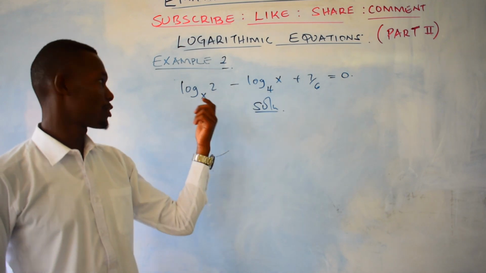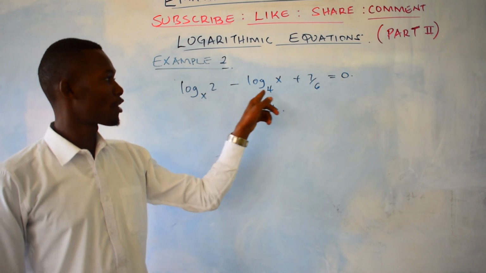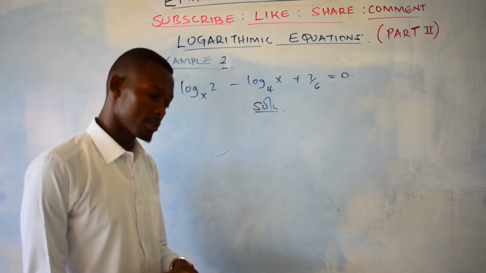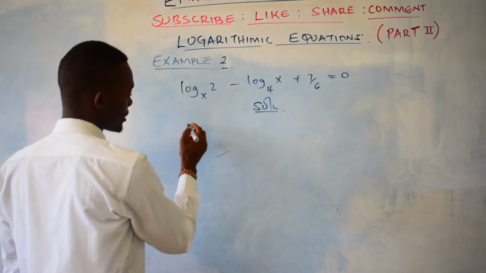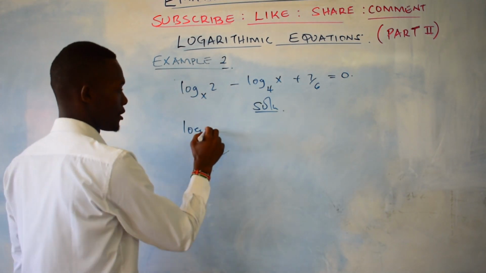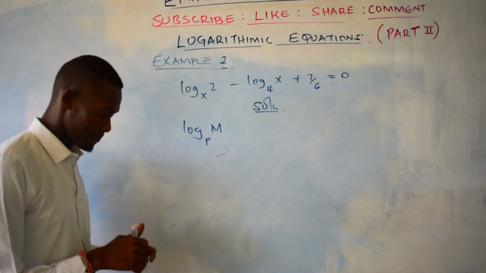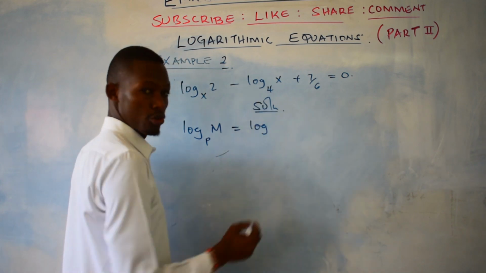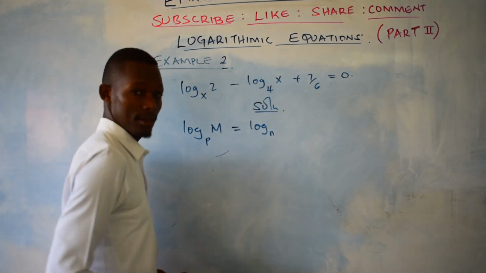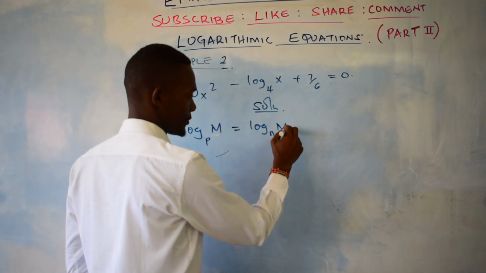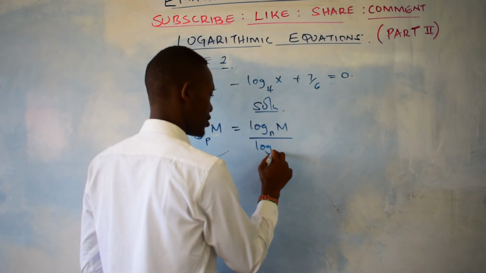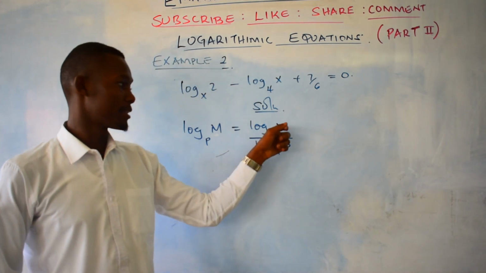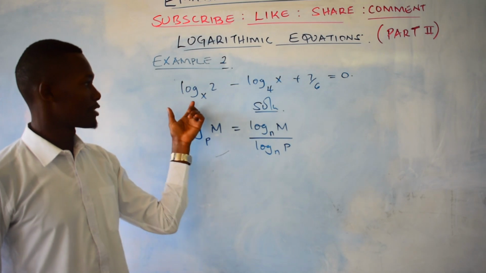We're going to use the change of base because, one, we don't have a common base in either of these. So we're going to use the rule of change of base. We said you have the log of m to the base p. This can be changed to become the log of m to a common base n, over the log of p to the base n. So using the laws of the change of base, you can apply this formula. That is what you're going to do here.